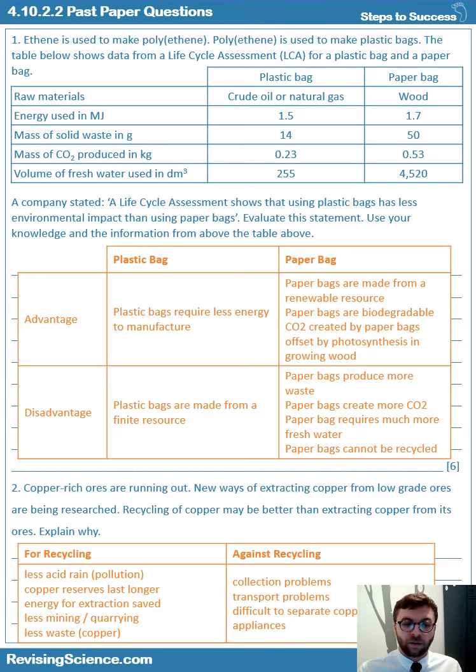For recycling, it could be that there'll be less acid rain caused because there'll be less pollution, that our copper reserves will last longer because we're not mining, we're recycling some of it, that the energy for extraction is saved, that there's less mining and quarrying, and therefore there's going to be less waste. If we were looking at the other side, which is probably a bit more tricky, against recycling, we could talk about the fact there would be collection problems and transport problems of getting that copper to where it needs to be, and that it can be difficult to separate copper from those appliances.